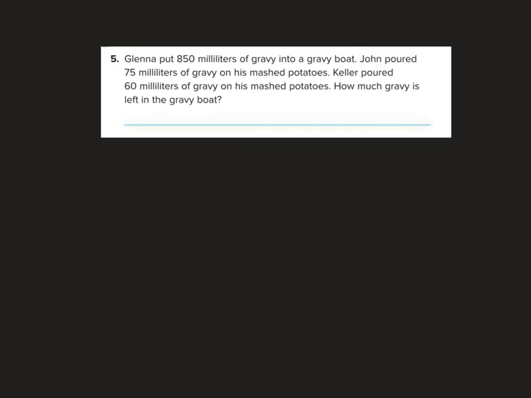Glenna put 850 milliliters of gravy into a gravy boat. John poured 75 milliliters of gravy on his mashed potatoes. So that's taking away, right? We're taking out of the gravy boat. Keller poured 60 milliliters of gravy on his mashed potatoes. Again, taking more away. How much gravy is left in the gravy boat? Okay, so let's do this.